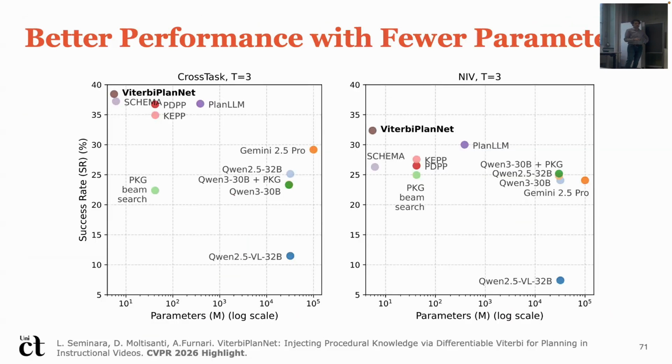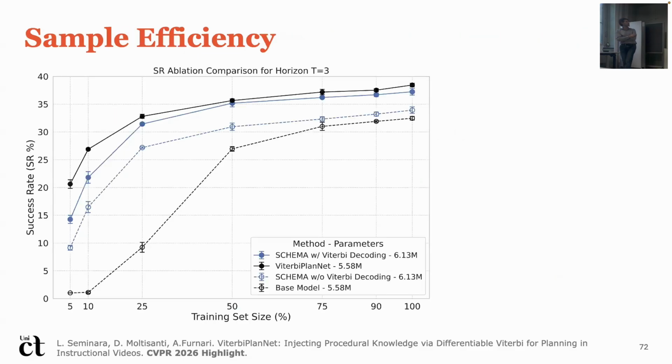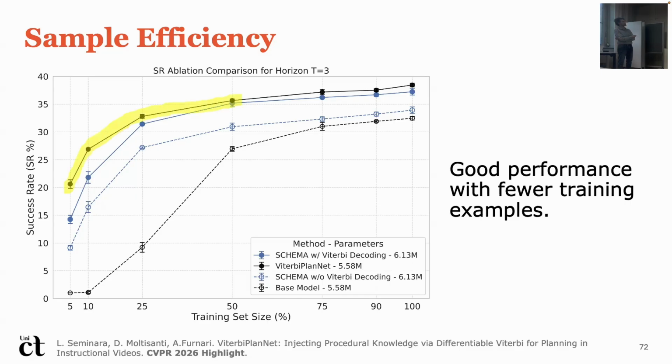These are some results. What we obtain is a method that we call Viterbi plan nets that, depending on the dataset, works on par with the current methods, but has fewer parameters. And this makes sense because you need fewer parameters since you don't need to memorize all this procedural knowledge, because you are exploiting the procedural knowledge at test time. We also check sample efficiency. What happens if you train with less data? If you have the procedural knowledge, you are much more robust to a lower quantity of data. So you are more sample efficient, and you have good performance with fewer training examples.